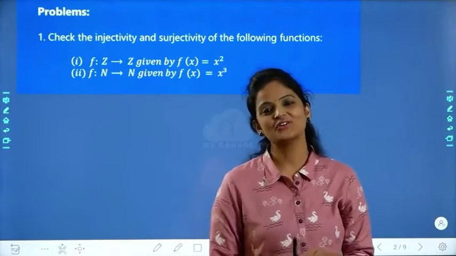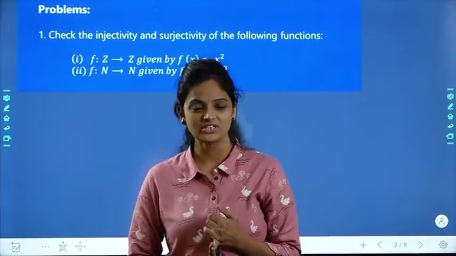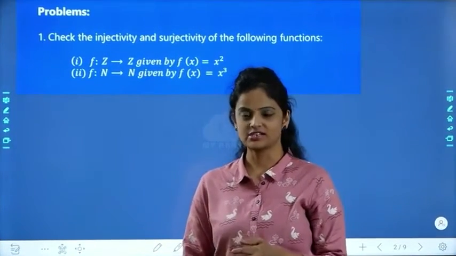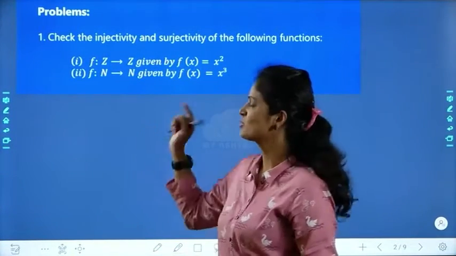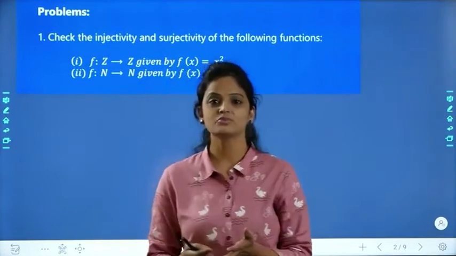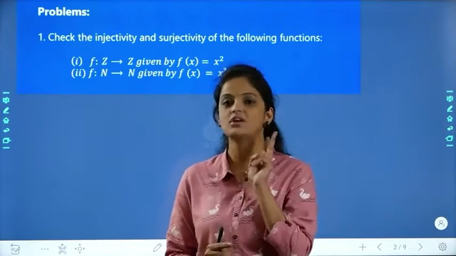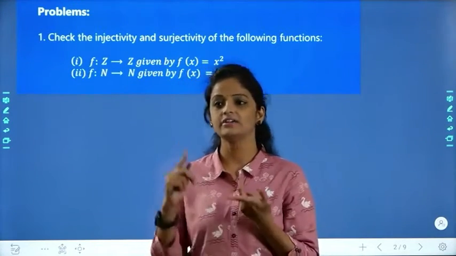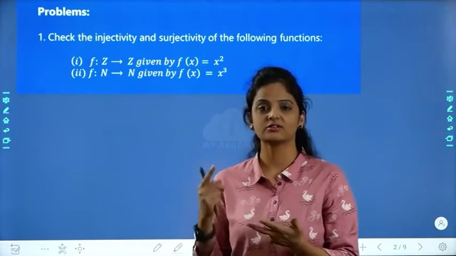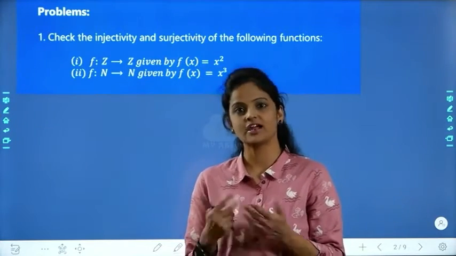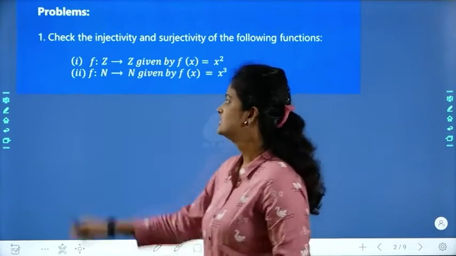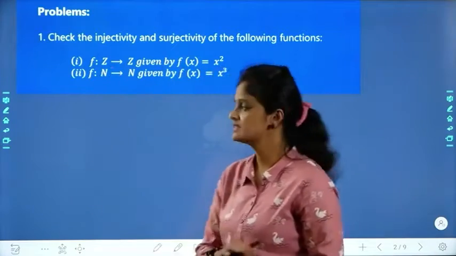In the previous session, we discussed functions and types of functions, right? Today in this session, we are discussing problems on those. In types of functions, we discussed one-one function and onto function, which are very important. And apart from that, we have studied many-one function, into function, and bijective function, right? So, problems on all those functions.